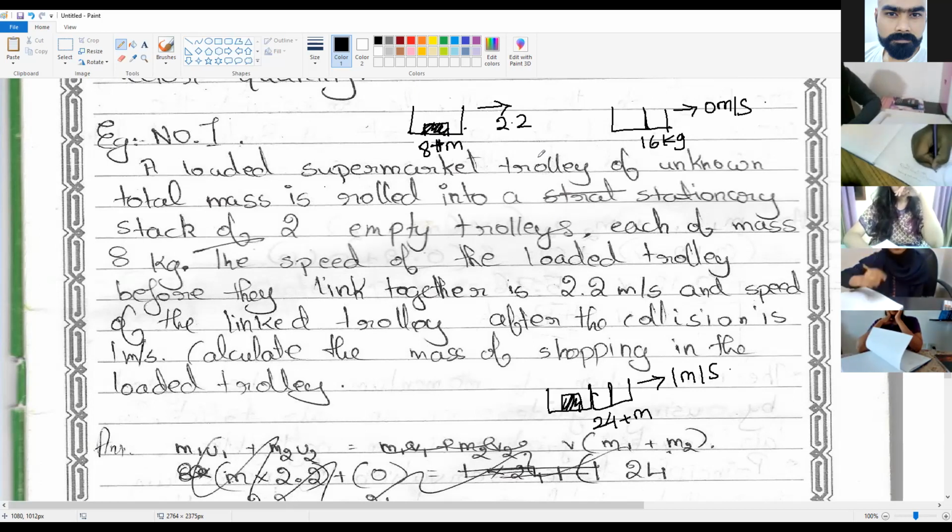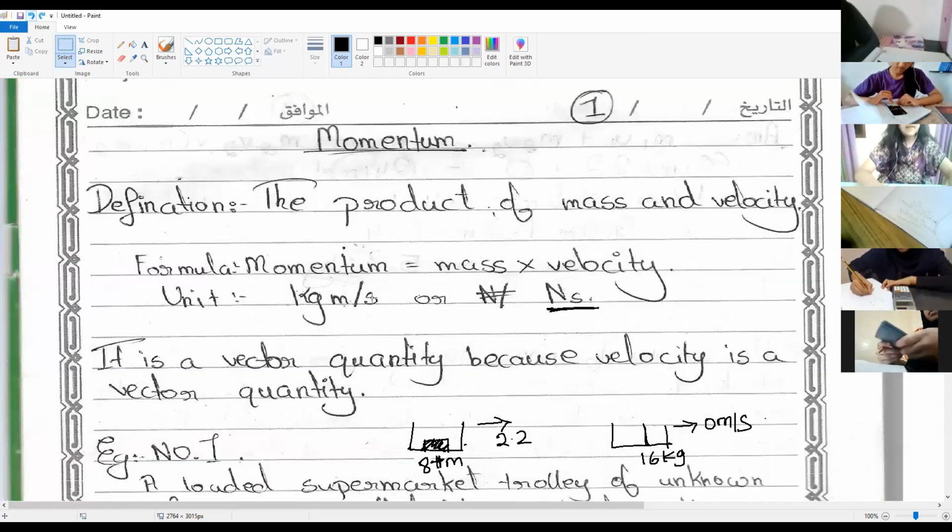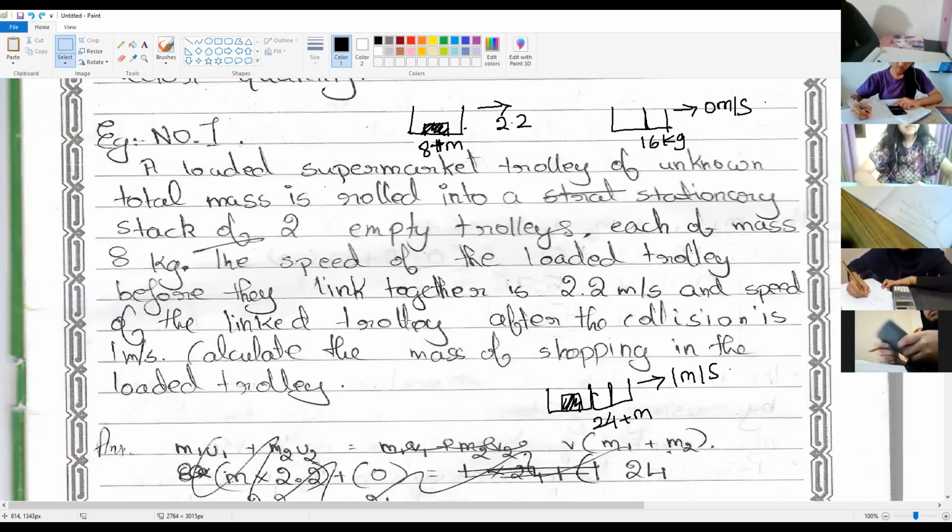And what mass was the trolley loaded? I think you guys can do it. Pause the recording, please. So you guys all were able to get the answer for this to be 5.33 kg. And I hope all of you know how to do that equation.